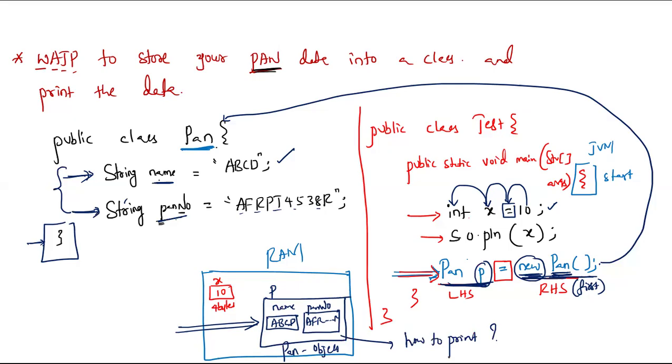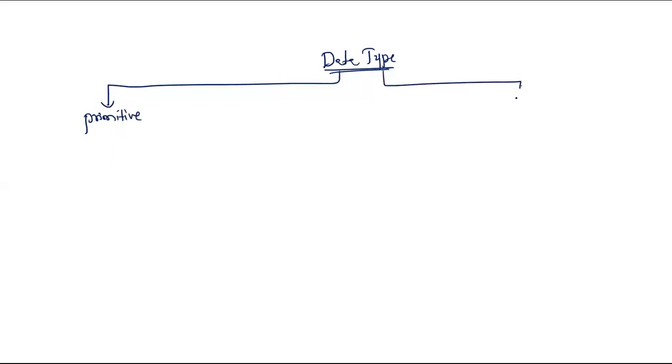Before this, I'm going back to one of our previous class discussions. That is, when it comes to data types of Java, how many different types of data types are there? One is primitive, and one more is non-primitive. When it comes to primitive and all, we know all those things.